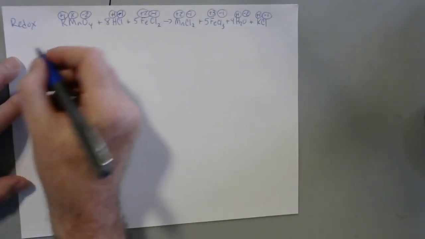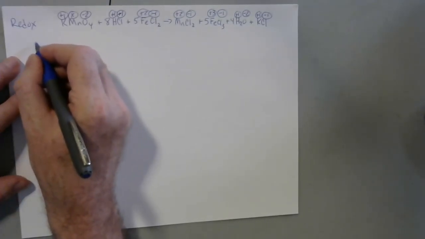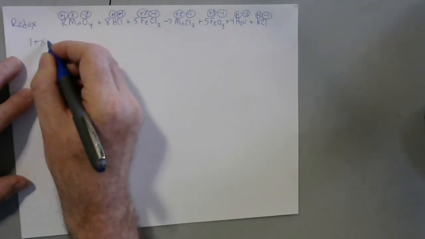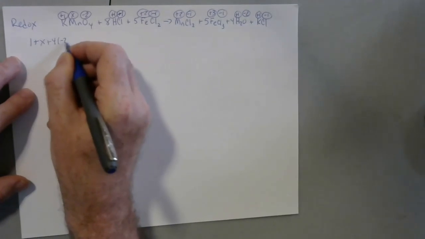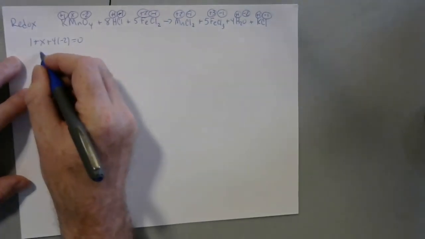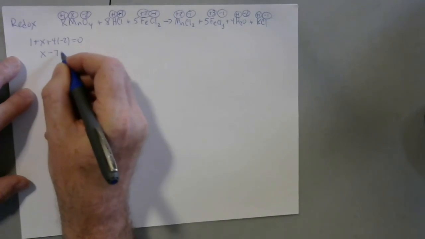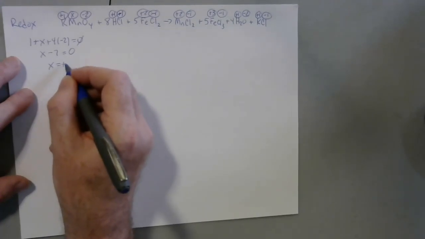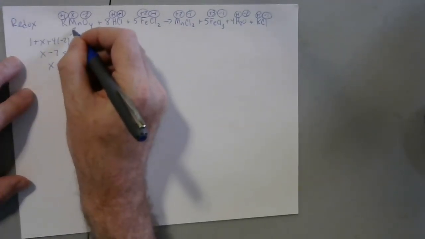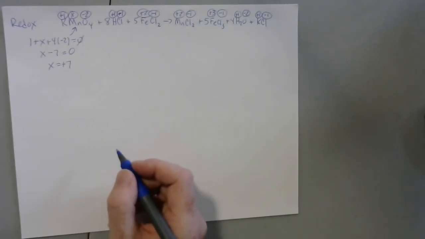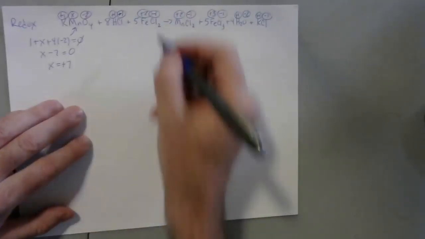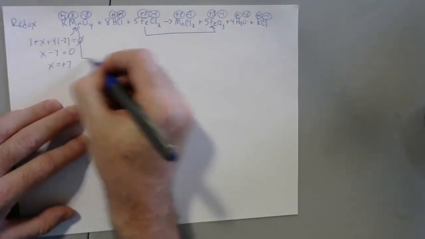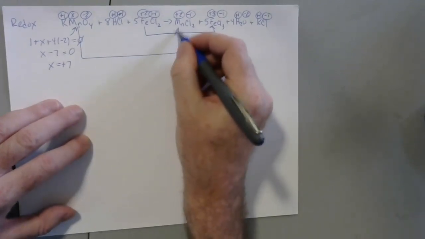So let's get that. That's going to be 1 plus x plus 4 times the -2 equals 0. So that's going to be x minus 7 equals 0. And so x is going to be equal to +7. So that x there is +7. Now I can see what's changing. I could see that the iron was in fact changing, and the manganese changes, right?